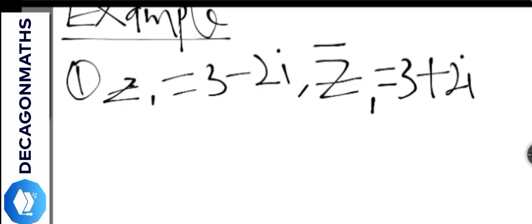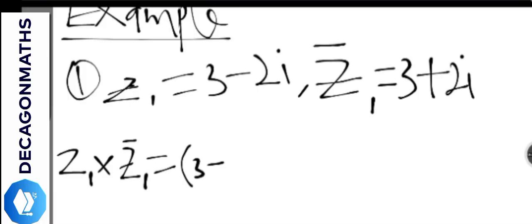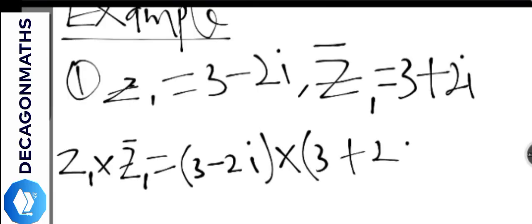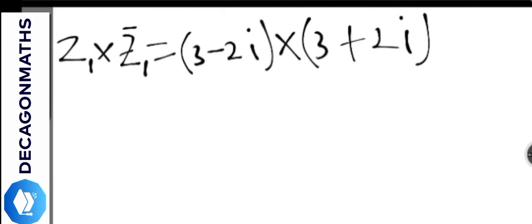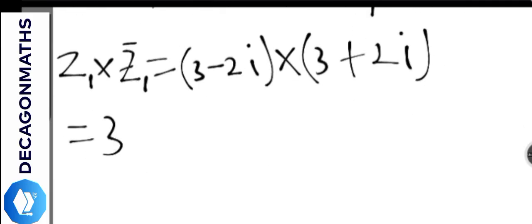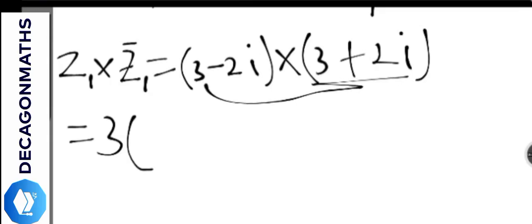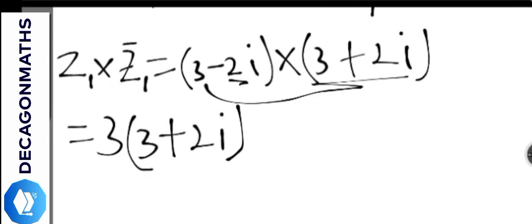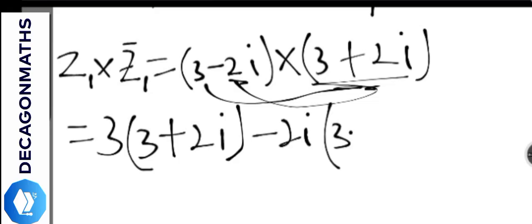So let's multiply it. We have z1 multiplied by z1 bar equals 3 minus 2i multiplied by 3 plus 2i. Okay, so this equals 3 multiplies all of this, so that is 3 into bracket 3 plus 2i, and then 2i multiplies all of this also, so we have minus 2i multiplying 3 plus 2i.